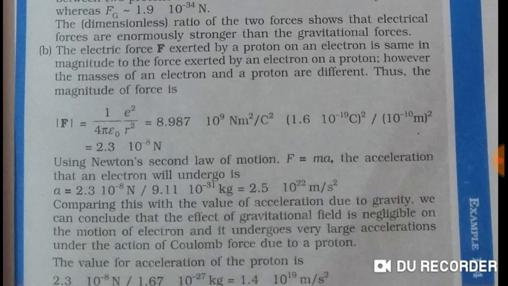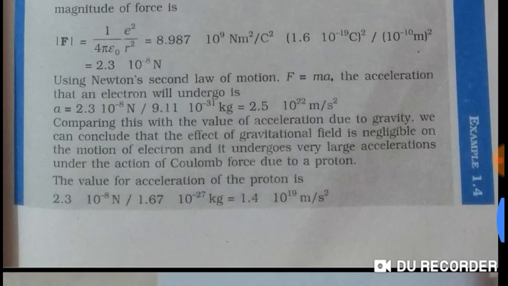B. The electric force F exerted by a proton on an electron is the same in magnitude as the force exerted by an electron on a proton. However, the masses of an electron and a proton are different. Thus, the magnitude of the force in modulus is F = (1/4πε0)(e²/r²) = 8.987 × 10^9 N m²/C² × (1.6 × 10^-19 C)² / (10^-10)² = 2.3 × 10^-8 Newton.